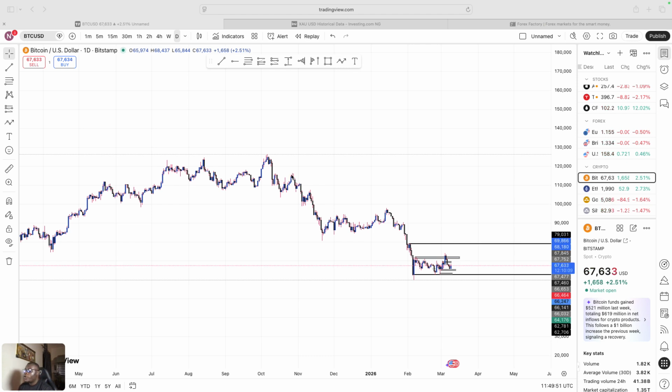So for you to be able to spot your resistance, you need to spot it at a lower high. Your resistance will always be spotted at a lower high.